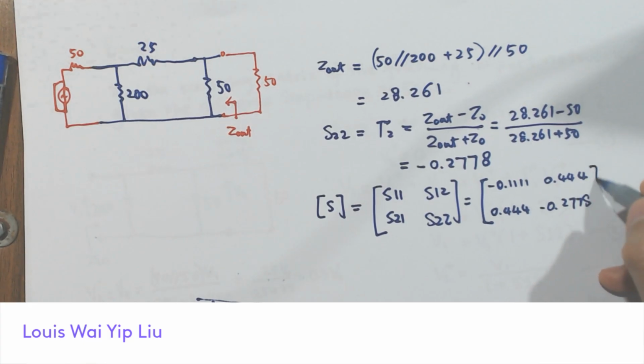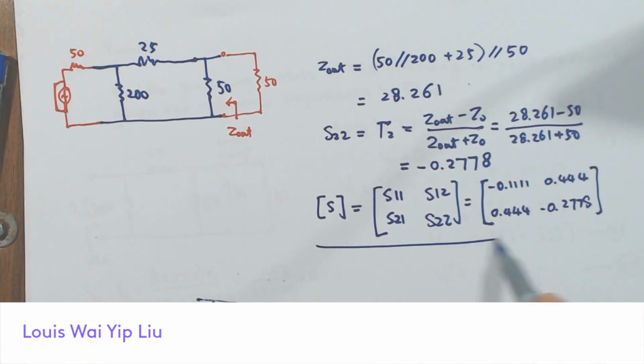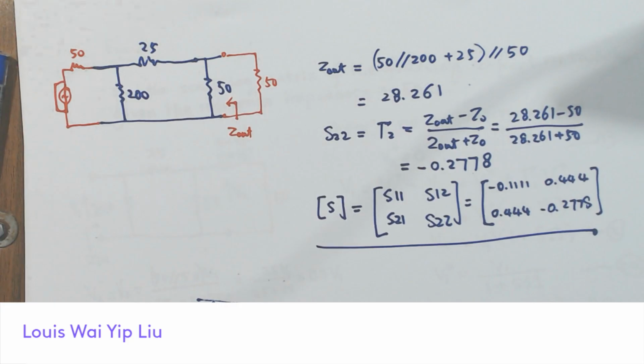Minus 0.2778. So this is the answer. If the S parameter is the parameter to be determined, then this is the answer.